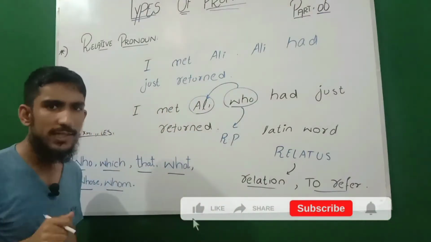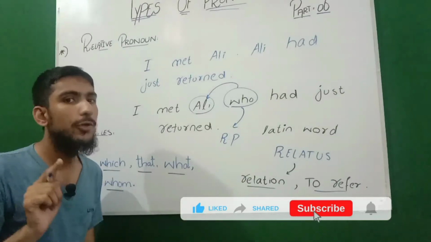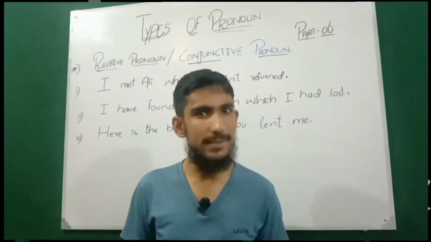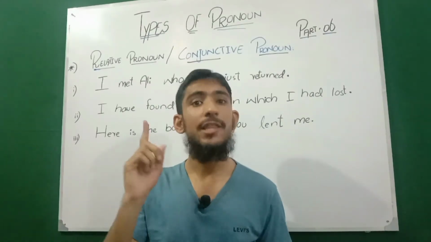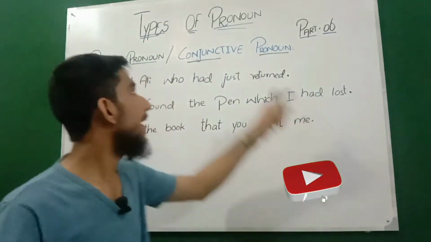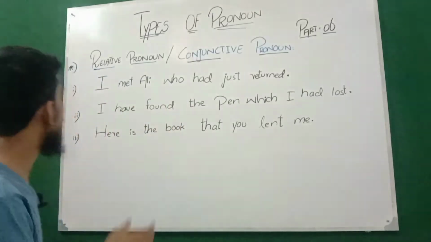Now viewers, we will discuss in this video why relative pronouns are called conjunctive pronouns. We will discuss in a very grammatical and conceptual way why native writers have written in their books that relative pronouns are also called conjunctive pronouns. Look at this example.